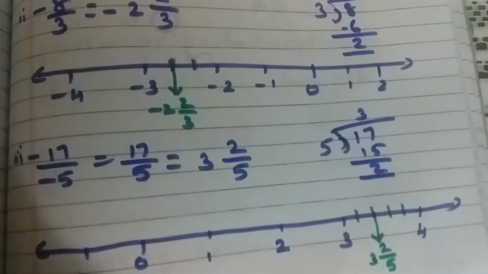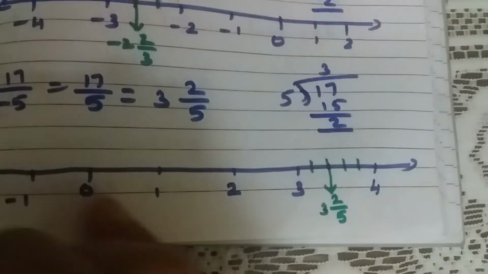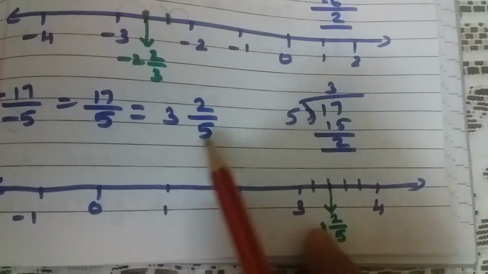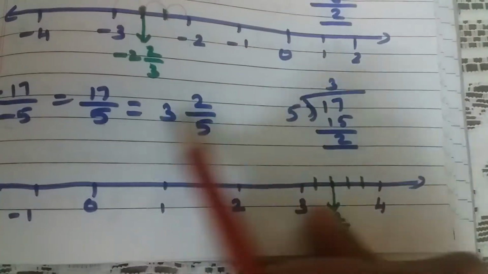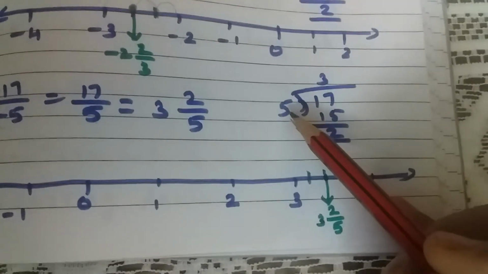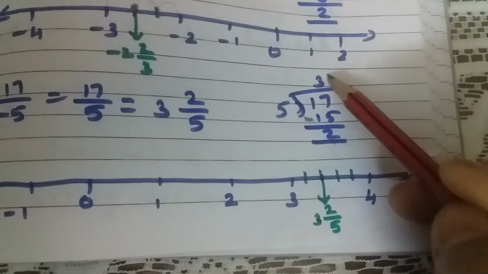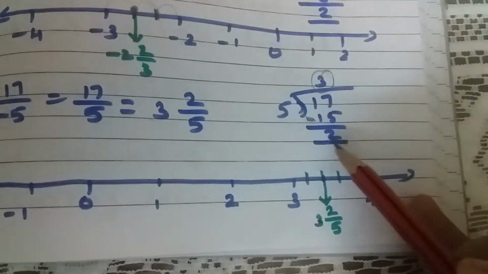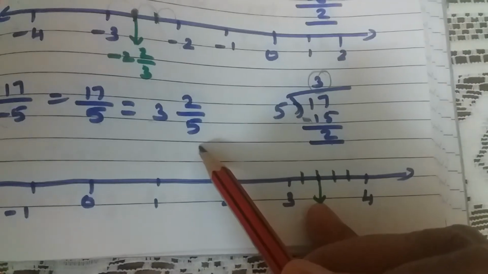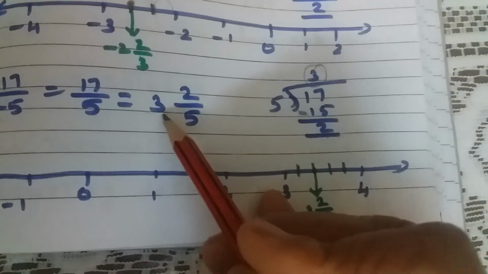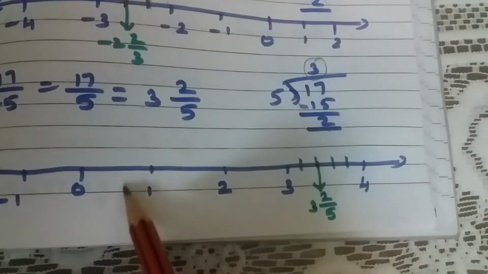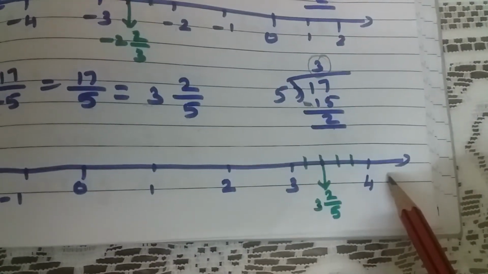Now 17 by 5 is again an improper fraction, so convert it into a mixed fraction. For that, numerator inside, denominator outside. Five 3s are 15 and the remainder is 2. Now this is your whole number, 3, and 2 on the numerator, with the same denominator, the divisor. Now it is positive, so we want the right hand side of the number line.